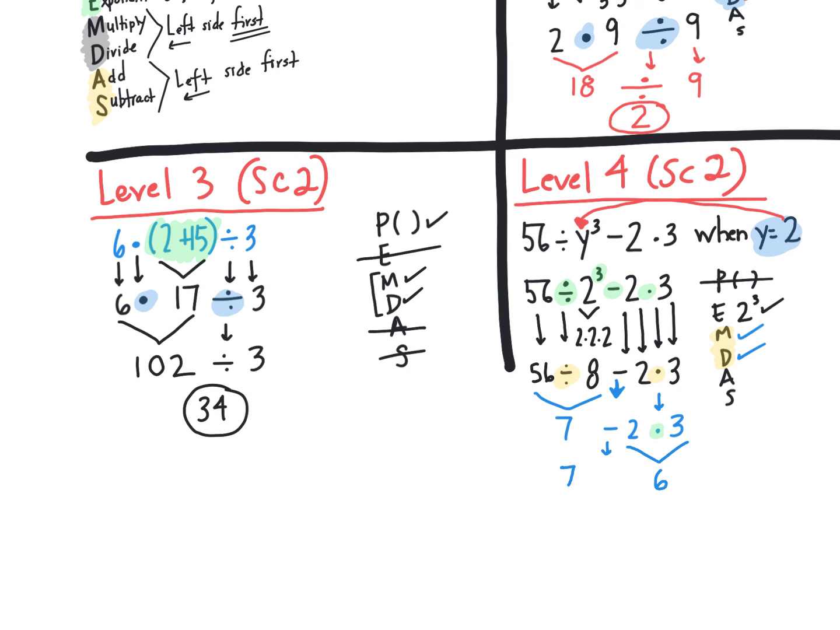All right, let's bring everything else down. I have a 7 and I have a minus sign. Well, my last two steps are adding and subtracting, and I don't have adding, so I can cross that out. And I can say I'm going to do subtracting. So 7 minus 6 is 1.